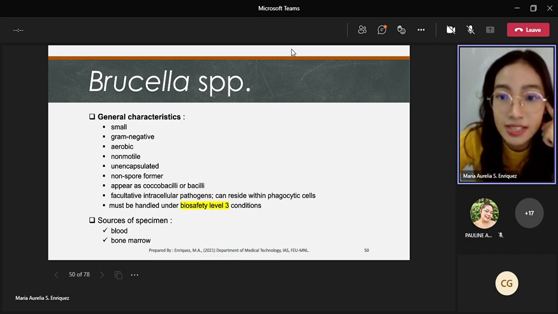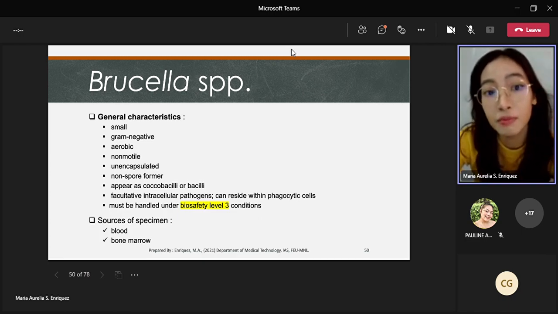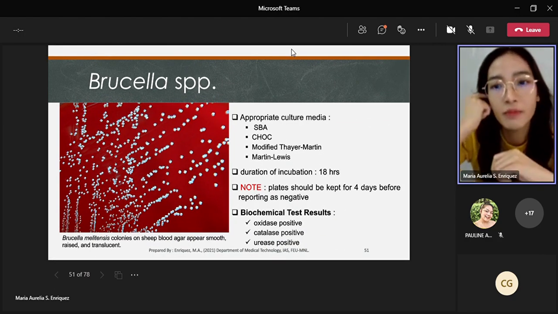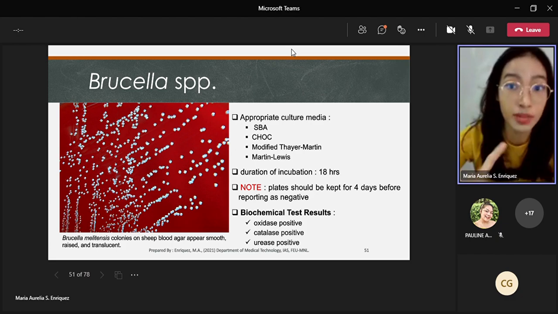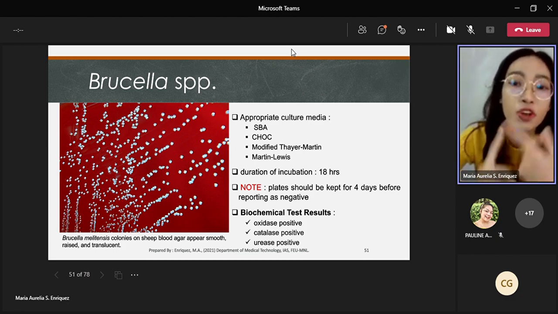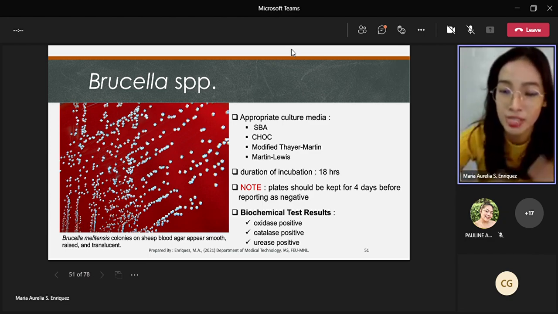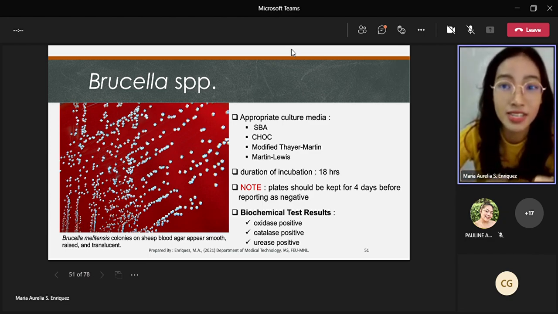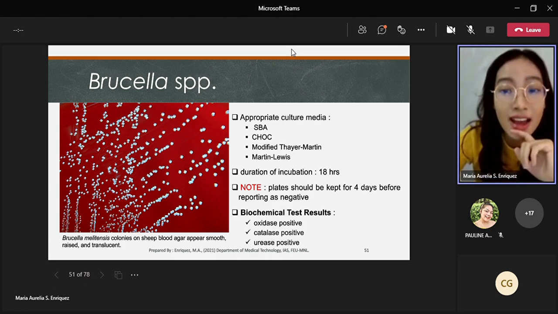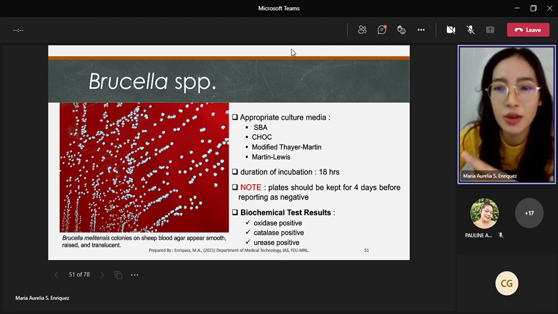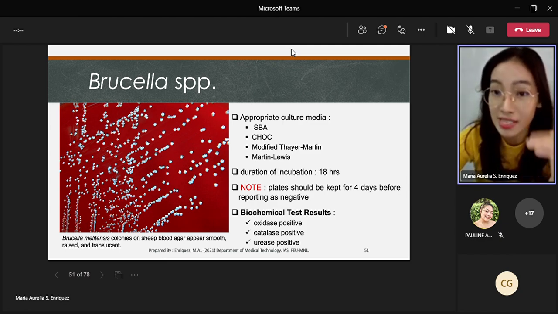Now, acceptable clinical samples for the isolation of Brucella include blood and bone marrow. Ayan po. Now, the appropriate culture media would include sheep blood agar, pwede rin pong chocolate agar, as well as the modified Thayer Martin and the Martin Lewis agars, which, if you would remember, originally ginagamit po sila for Neisseria gonorrhoeae. Okay? Now, these agars are typically used for the isolation of Neisseria.